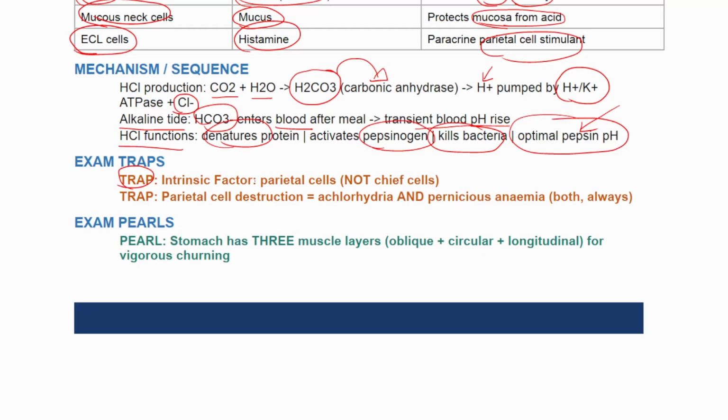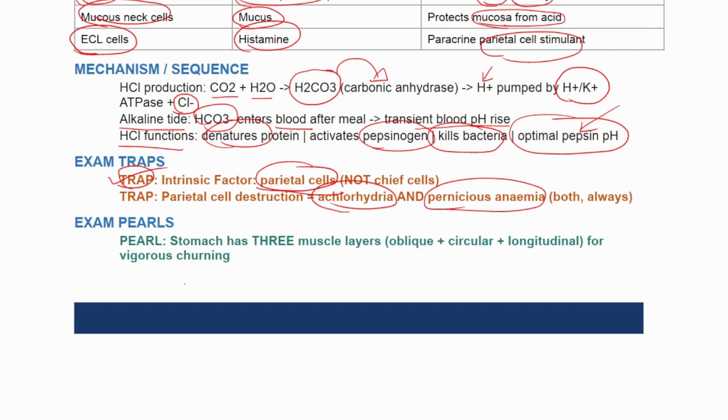You must remember the trap that intrinsic factor is produced exclusively by parietal cells, meaning any disruption to the parietal cell lineage halts both acid production and vitamin uptake pathways simultaneously. And watch out for the questions describing clinical parietal cell destruction or autoimmune targeting. This pathology never causes an isolated deficit. It always manifests concurrently as both achlorhydria and pernicious anemia caused by the absolute loss of intrinsic factor mediated absorption.